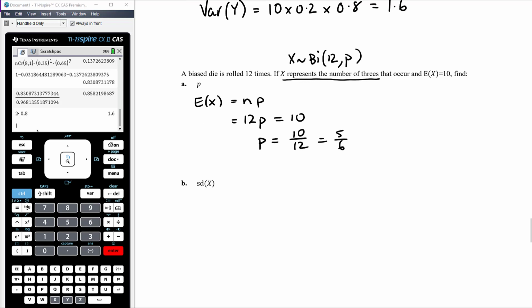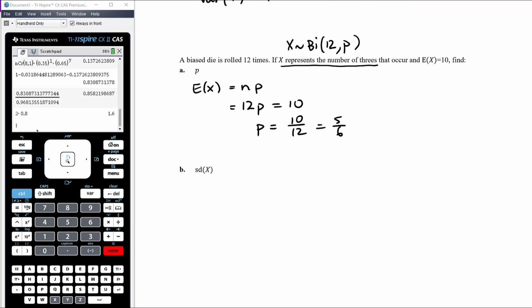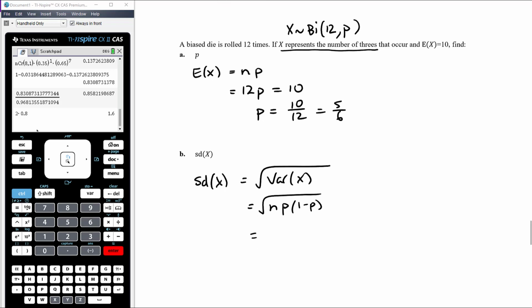And then we want to work out the standard deviation of x. So before we can work out the standard deviation, we work out the variance, and then it will be the square root of that. So it's the square root of the variance of x, which means it's the square root of n times p times 1 minus p. And we now have all those values. N we have from the question, it's 12. P we've just worked out is 5/6, and therefore 1 minus p is 1/6. And so we can work that out.